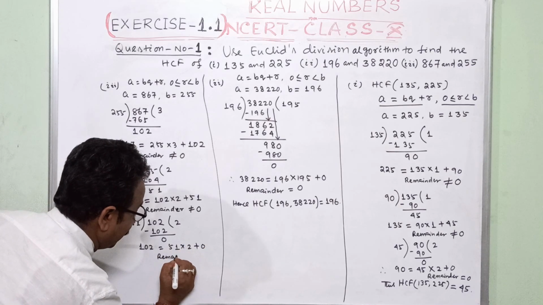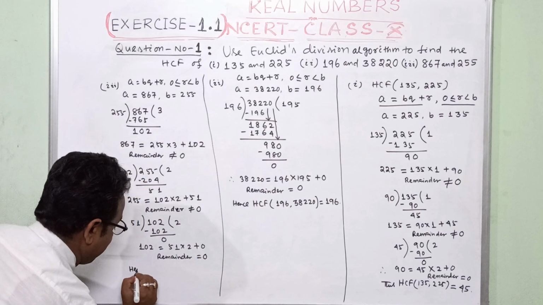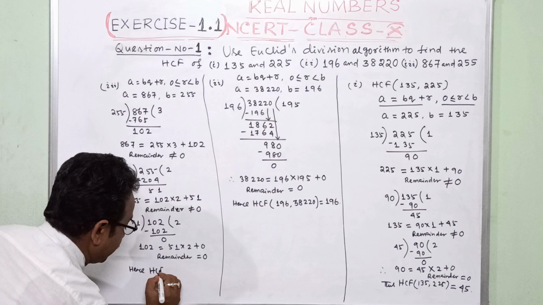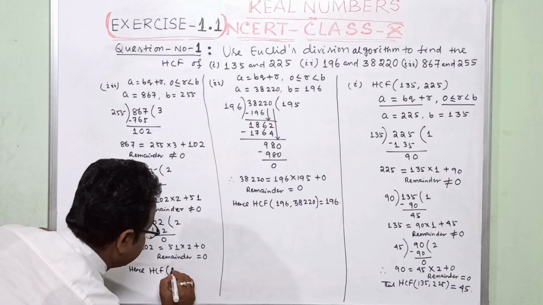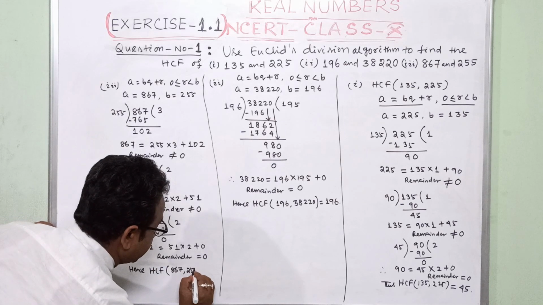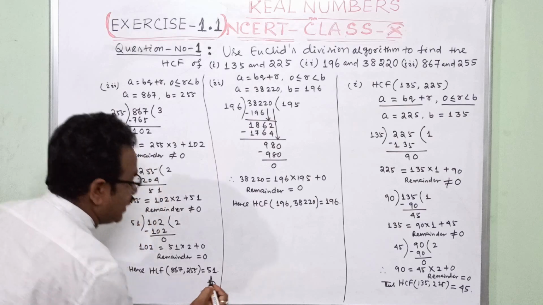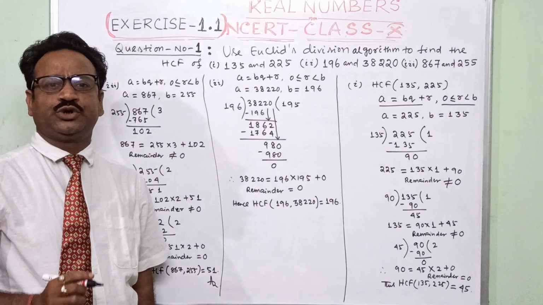The remainder is equal to 0. Hence the HCF of 867 and 255 is 51. This is the answer. So we will move on to question number 2.